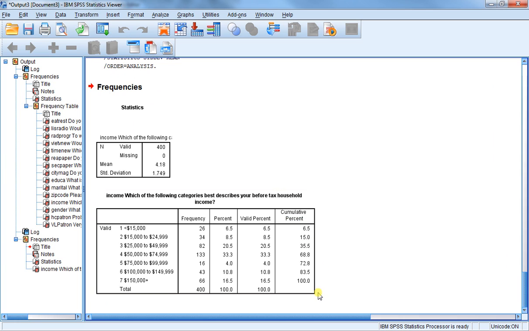Okay, so this is what the table would look like. Now, he wanted at least 25% of the household income of $100,000 or higher. So if we look at $100,000 or higher, which is 6 and 7, the combination of this would be 10.8% plus 16.5%, which totals up to 27.3%. And this is the percentage of respondents that reported that they have an income of $100,000 or more.